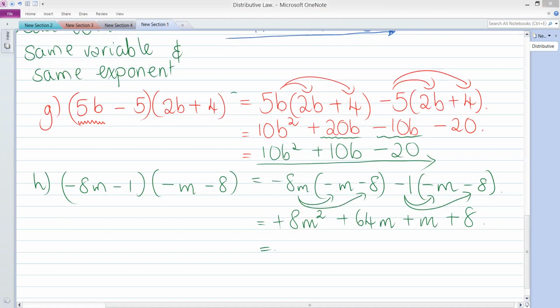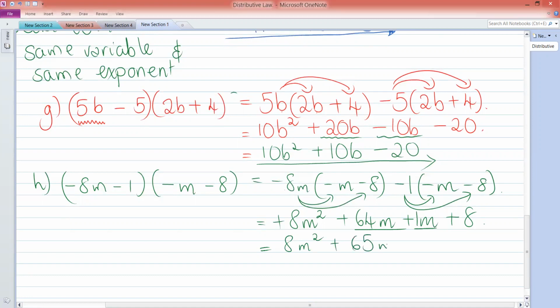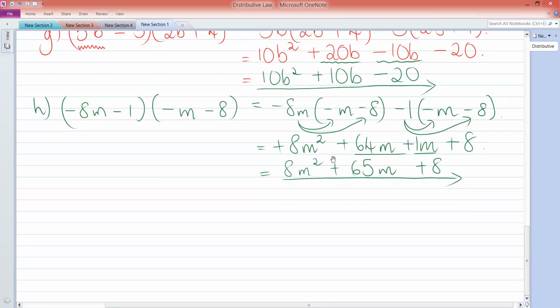64m and m. Perfect. So 8m squared, 64m plus m. Remember, there's an invisible 1 there. So 64 plus 5 plus 1 becomes 65m plus 8. Awesome.